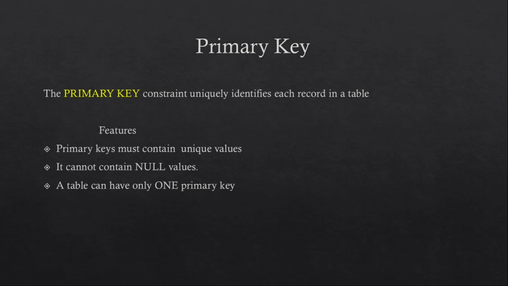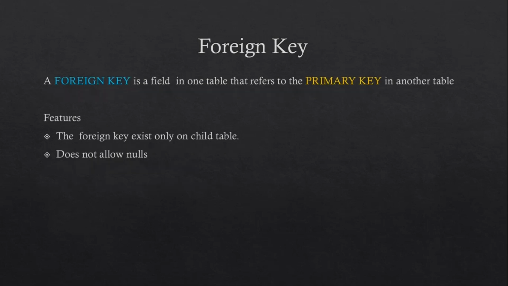Features of the primary key: it must contain a unique identifier, it cannot contain a null value, and the table can only have one primary key. Please note, any table that contains the primary key is called the parent table, while the foreign key is a field in one table that refers to the primary key in another table.